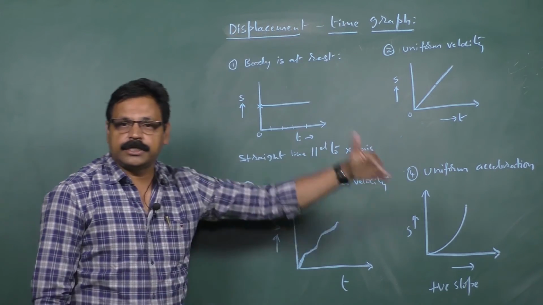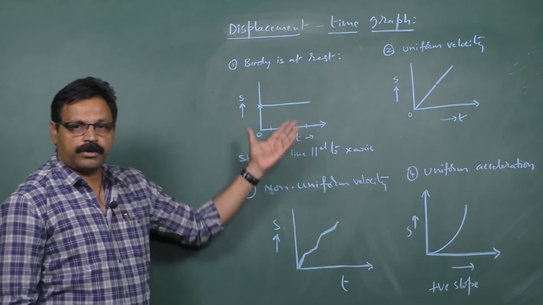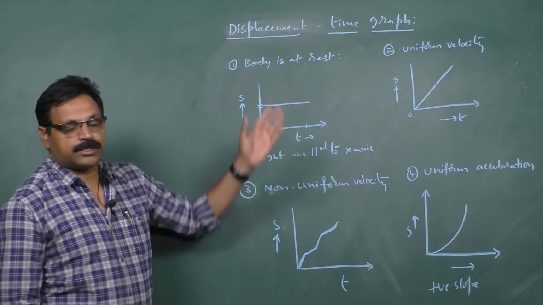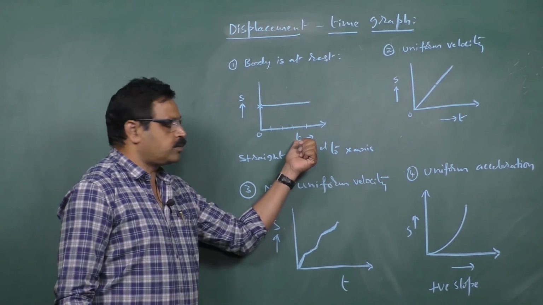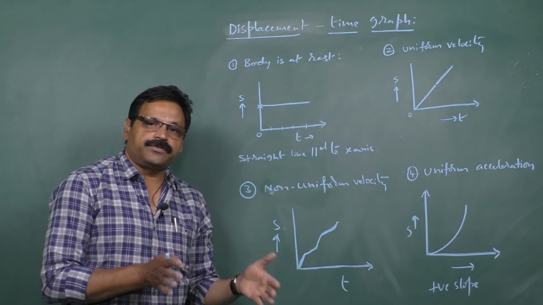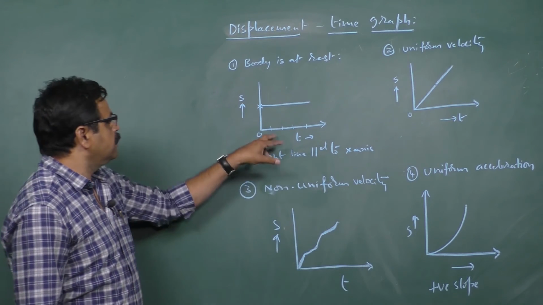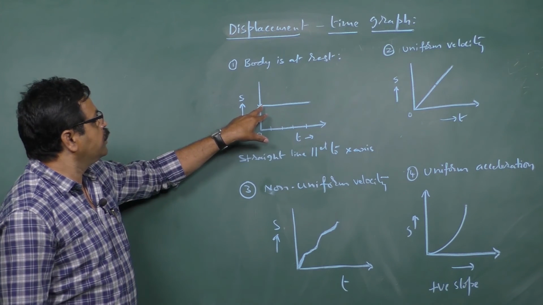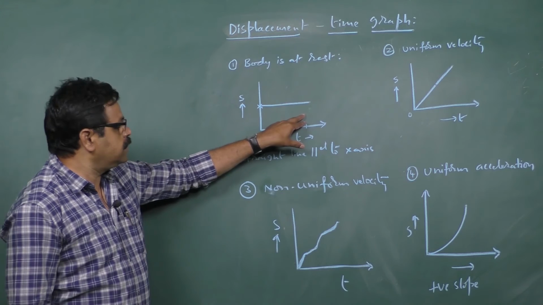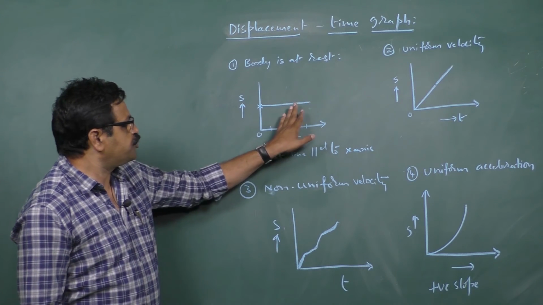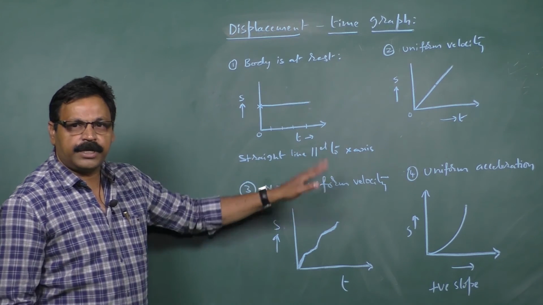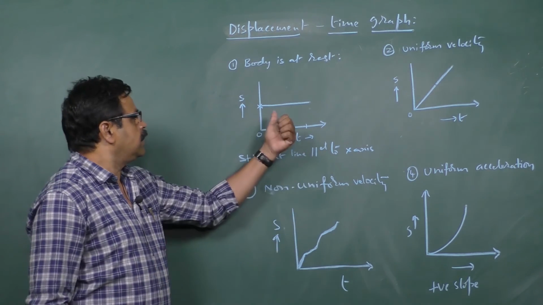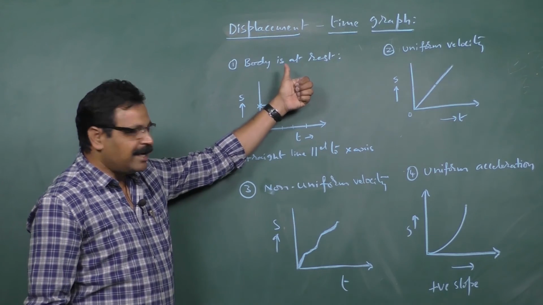Now we are going to look at the different graphs as I said, the displacement time graph. First of all, we are looking at the case where the body is at rest. When the body is at rest, as time goes on, it is not getting displaced from its initial position. That is the reason at different time instants it is going to be at the same place, and the graph is a straight line parallel to the x-axis. That is the condition for when the body is at rest.